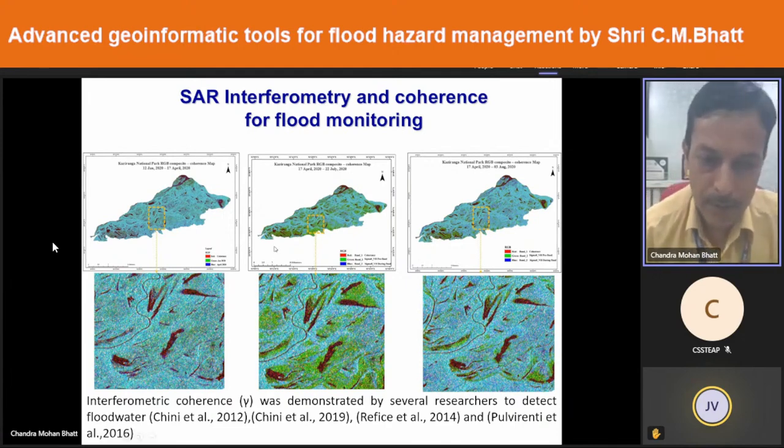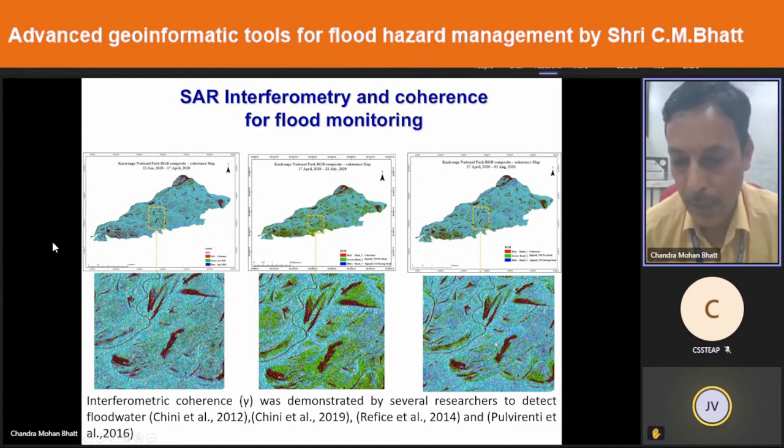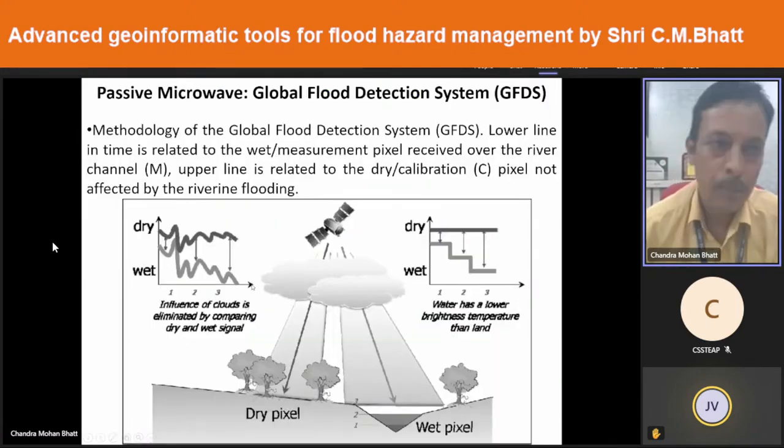Wherever there are changes, wherever there is flooding, like this is a pre-flood image. There is no flood over here. These are permanent water. Once the flooding happens, there is a change in the coherence, and you are seeing this green is all flood areas. And once the flood recedes, again the coherence is similar to what it was in the pre-event. So here you require two images. So interferometric coherence is also one of the techniques which is used.